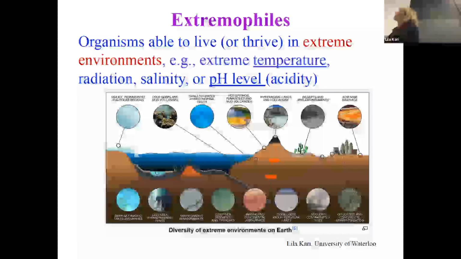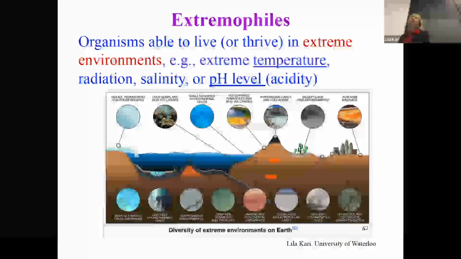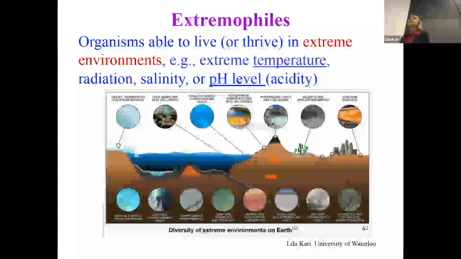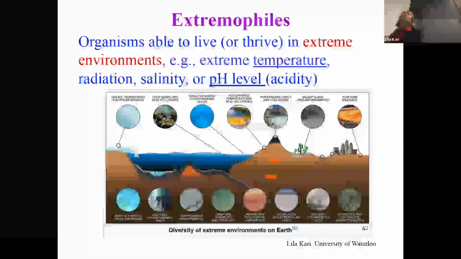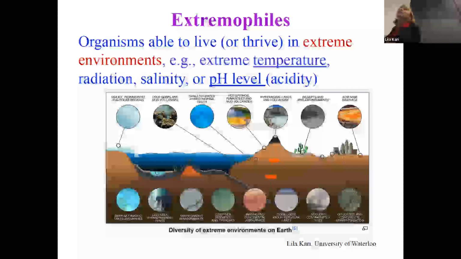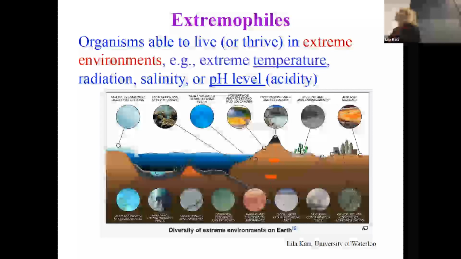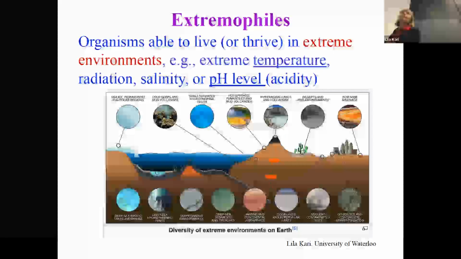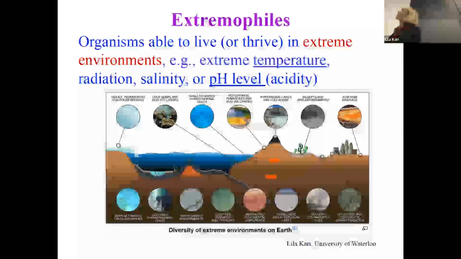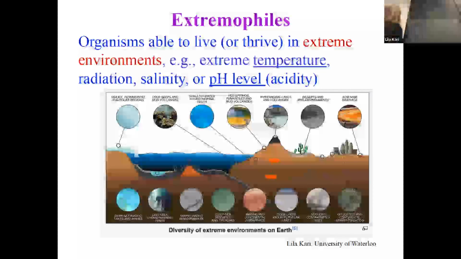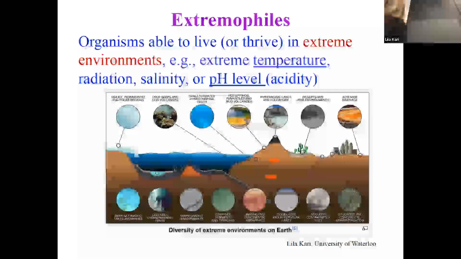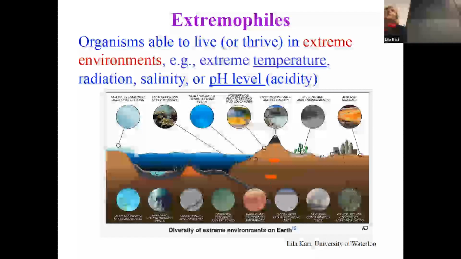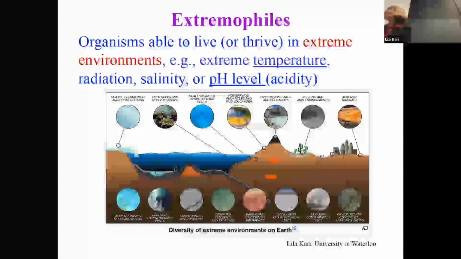So what are extremophiles? Extremophiles are organisms that are able to live and even thrive in extreme environments where most everybody else would be dead. For example, extreme temperature of over 100 degrees Celsius, or radiation, or something that is extraordinarily salty that you wouldn't be able to drink it, or very acidic. And there are lots of these organisms. For example, some of them live in hyperacidic lakes and volcanoes, or in hot springs, or in Antarctica and ice. So there are lots of extremophiles out there that live where everybody else would have been dead a long time ago.